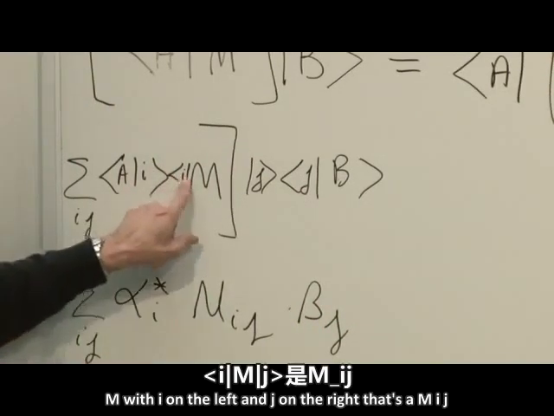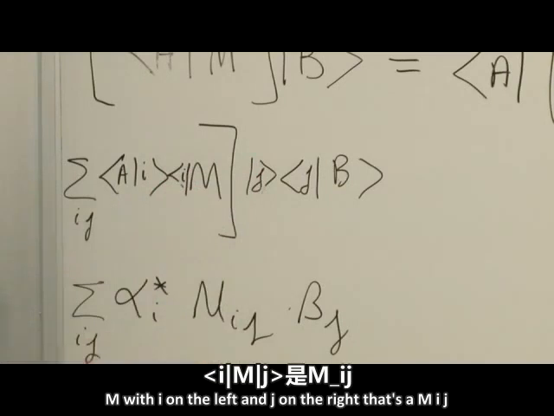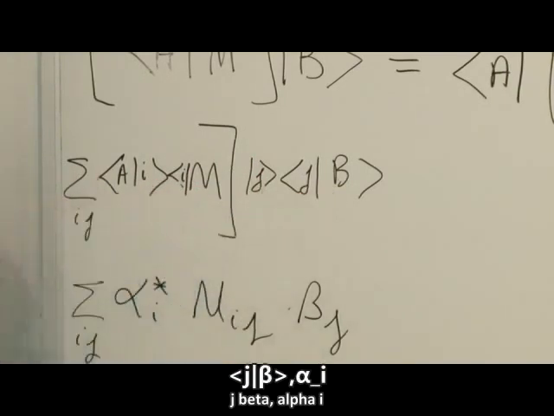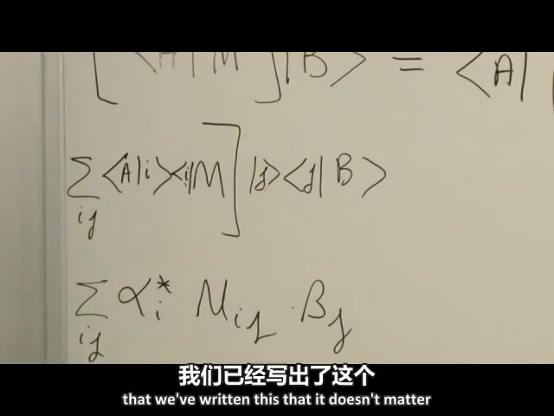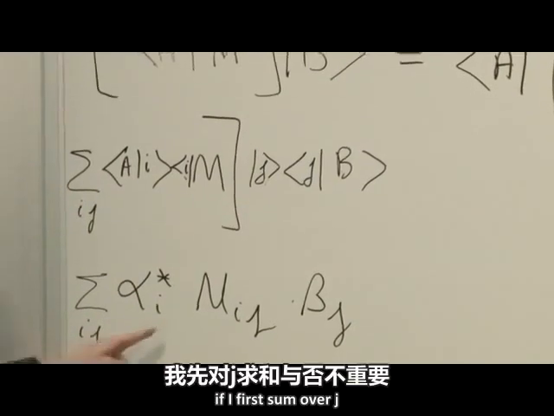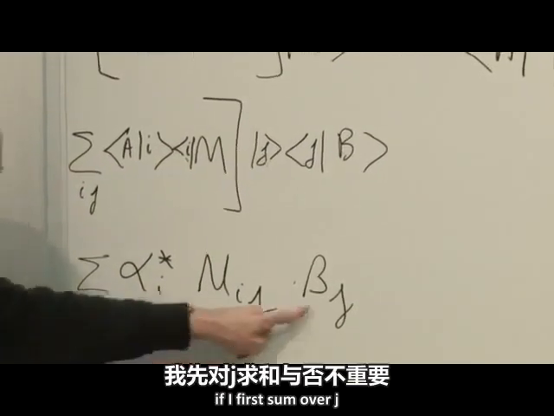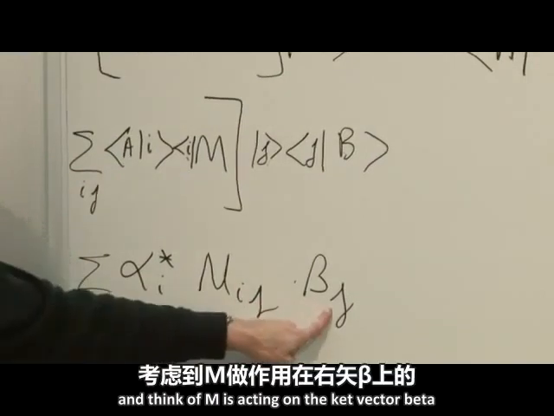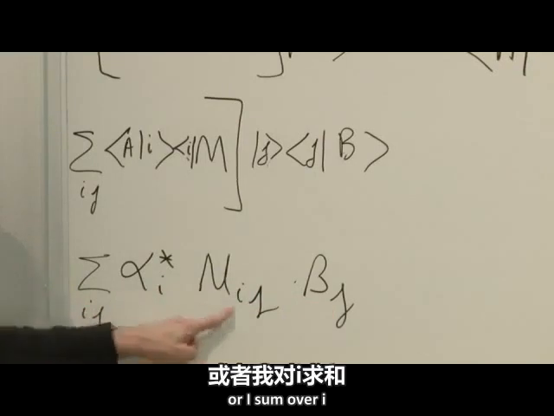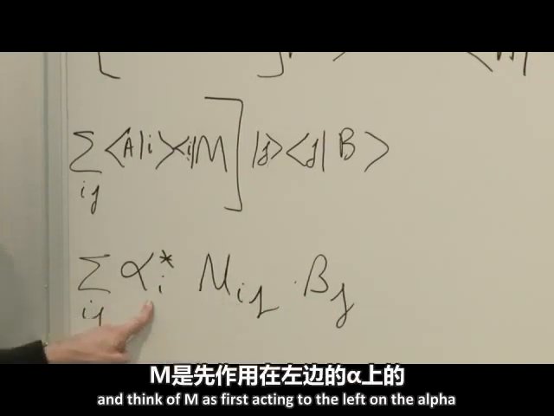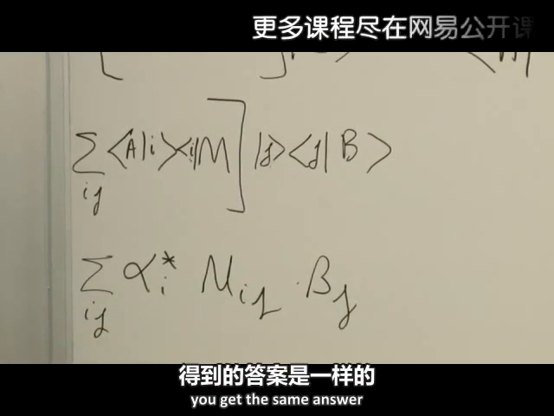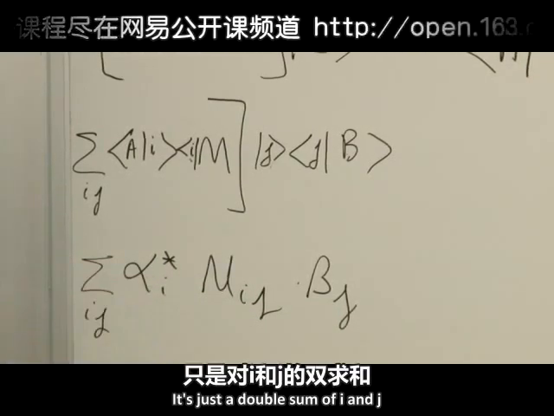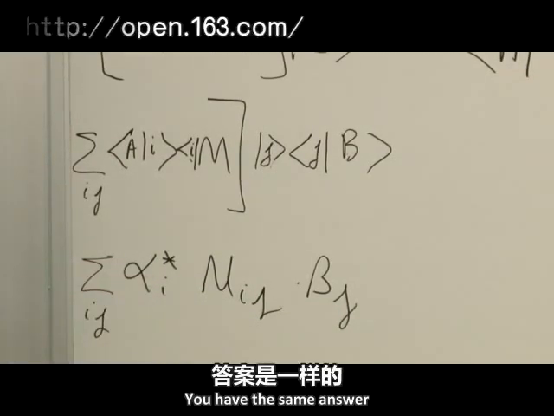M with i on the left and j on the right, that's ⟨i|M|j⟩, ⟨β|j⟩, ⟨i|α⟩. And you can see from the way that we've written this that it doesn't matter if I first sum over j and think of M as acting on the ket vector β, or I sum over i and think of M as first acting to the left on α. You get the same answer. It's just a double sum over i and j. You get the same answer.